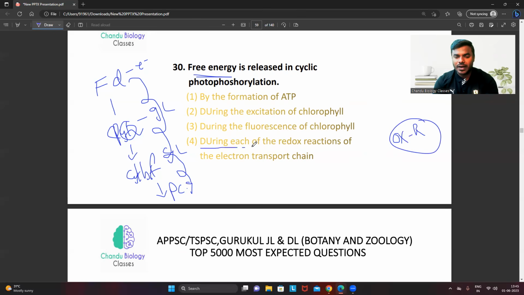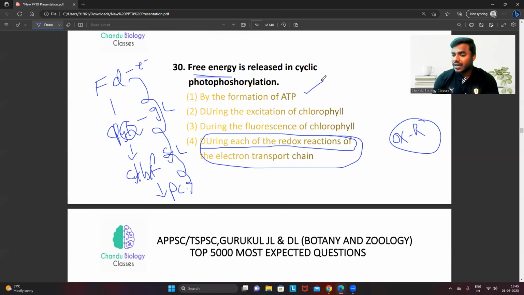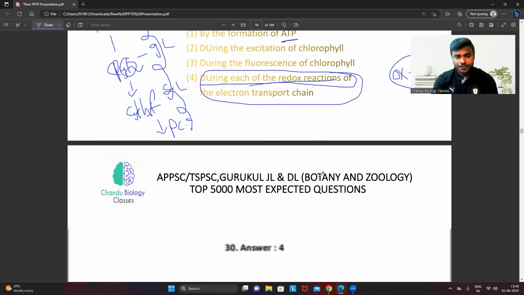So what is the answer? During each of the redox reactions of the electron transport chain, 90% of the students will give the answer as 1. That is the wrong option. The question asks how the free energy is released, not by the formation of ATP, right? See, friends, understand the question. If you want to form ATP, you require energy. The question asked is how the free energy is released during each of the redox reactions. Never ever get confused with that.